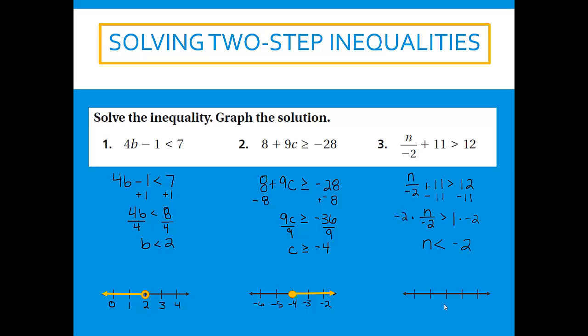Now we'll go ahead and work on our number line. So we have negative 2, and then to the right we have negative 1 and 0, and to the left we have negative 3 and negative 4. So at negative 2 we will have an open circle because our symbol is less than. And the numbers that are less than negative 2 would be the numbers to the left. So we'll shade to the left.